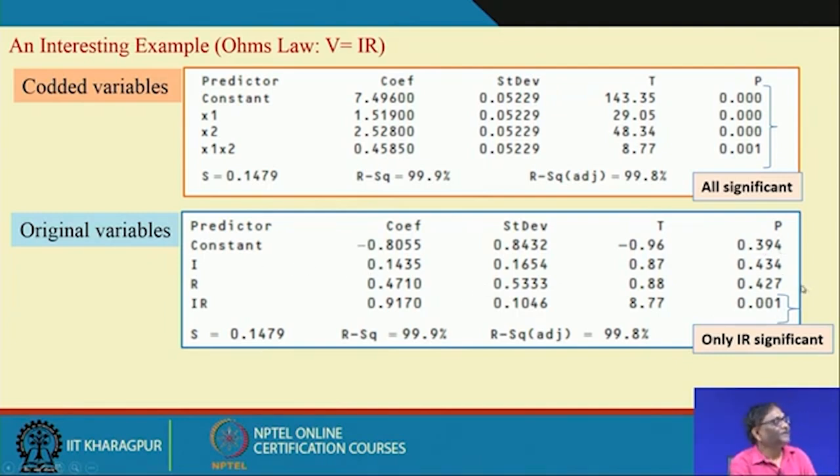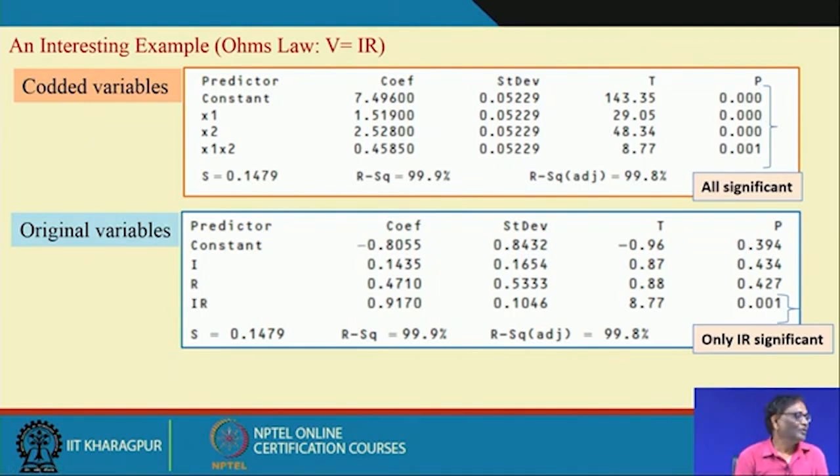So now you do not consider the intercept and the main effects, only the interaction term, and do the regression once more. You will find that the coefficient of IR will be almost 1. That satisfies the physical law, which is not satisfied here. So this type of issue will arise.